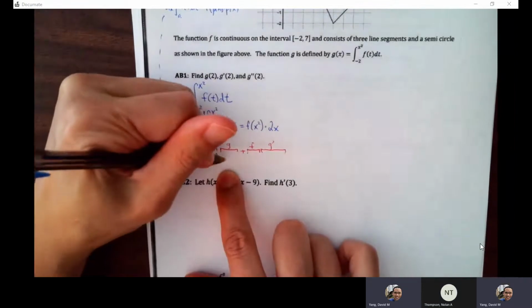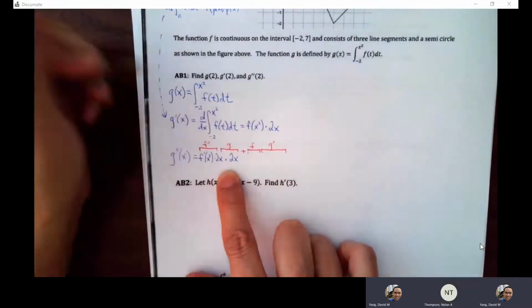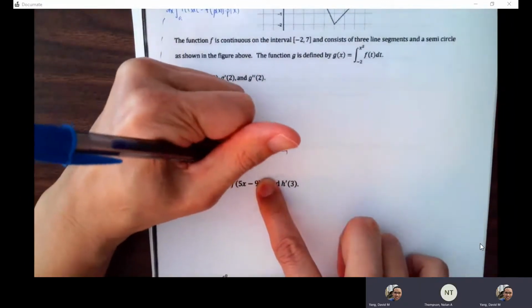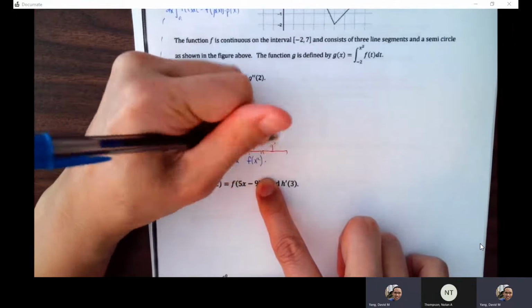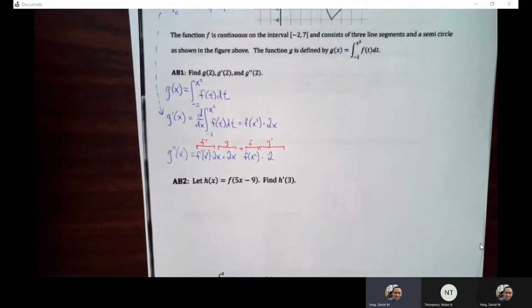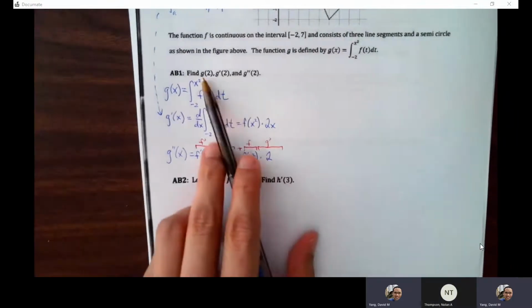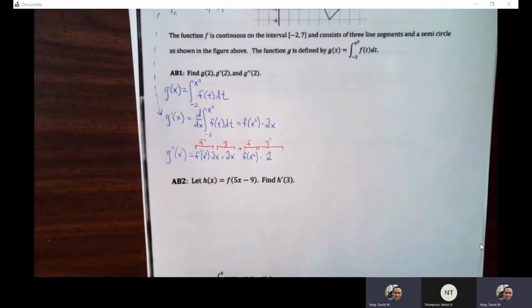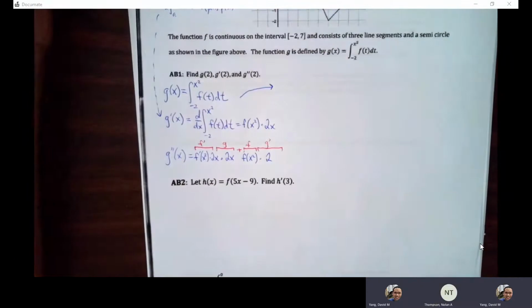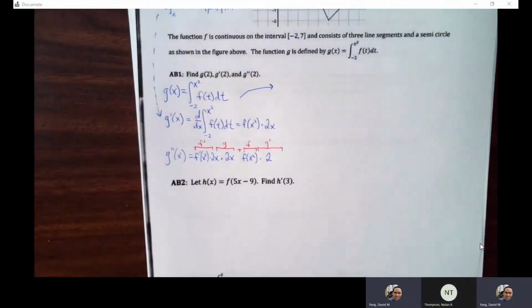Good. All right, so times 2x, no changes, and then back to f. And then g prime becomes 2x. All right, now we have all the tools that we need to be able to evaluate each and every one of those. Okay. Do we not have to simplify though? That's okay. We'll simplify it later.